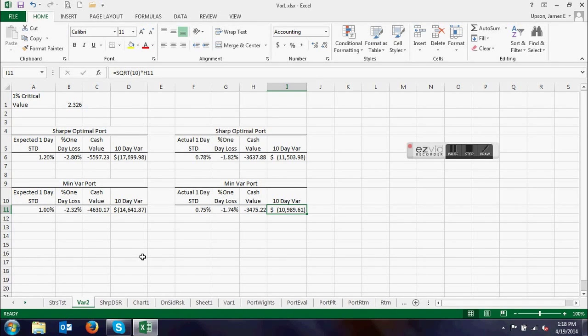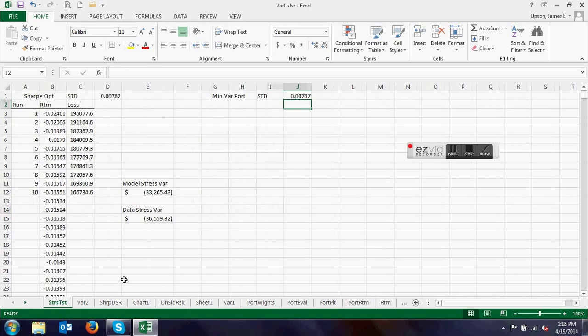Let's get over here a little bit farther. Another thing that we want to do in terms of the analysis is what's known as a stress test. A stress test is a little bit different in that we're not just going to consider a 1% probability. What we're going to consider is the worst 10 days in a row that you can imagine.